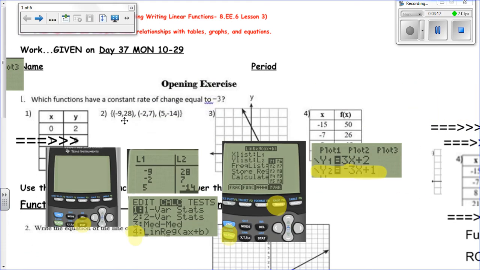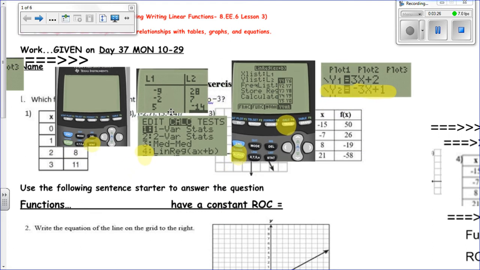Now, the next function is not a graph, or excuse me, not a table, not a graph, but a set of ordered pairs. Same drill. Those ordered pairs, we're going to use them in our calculator by hitting the stat button. We hit edit. We generate the XY table. Go back to edit or stat. We go to calculate. We go to number 4, which is linear regression. Let me slow down so that the camera or microphone can catch up.